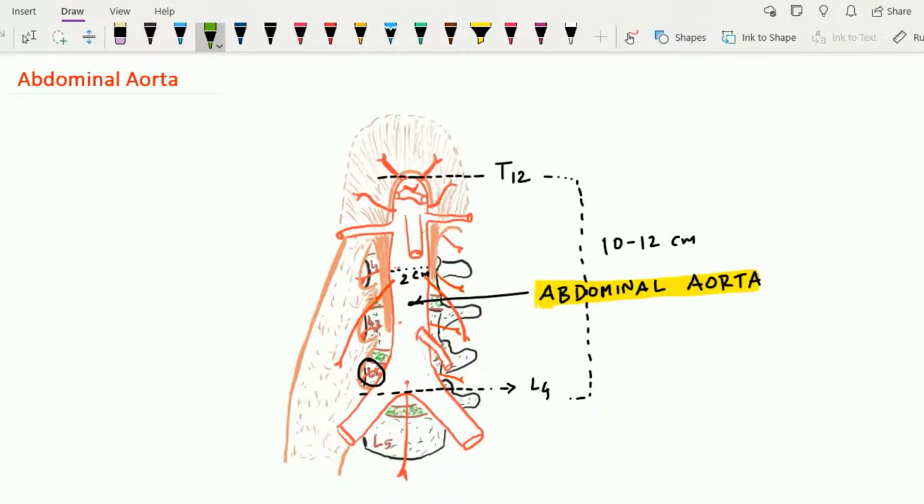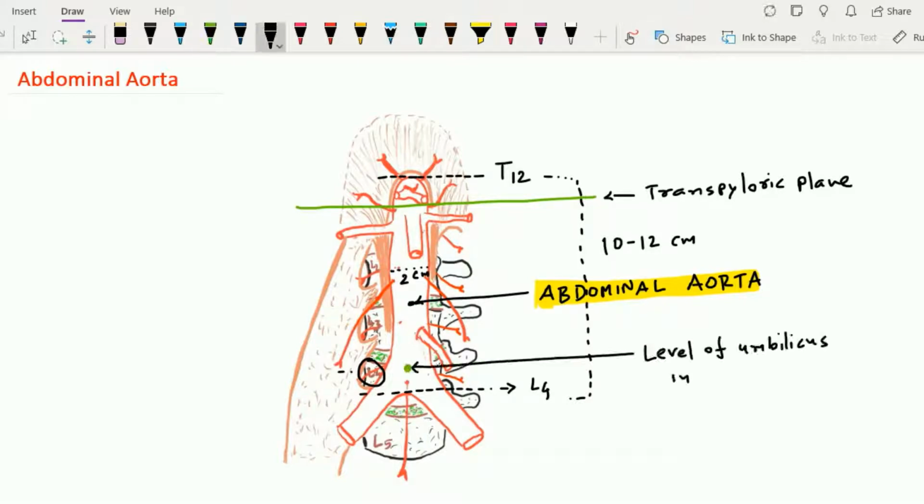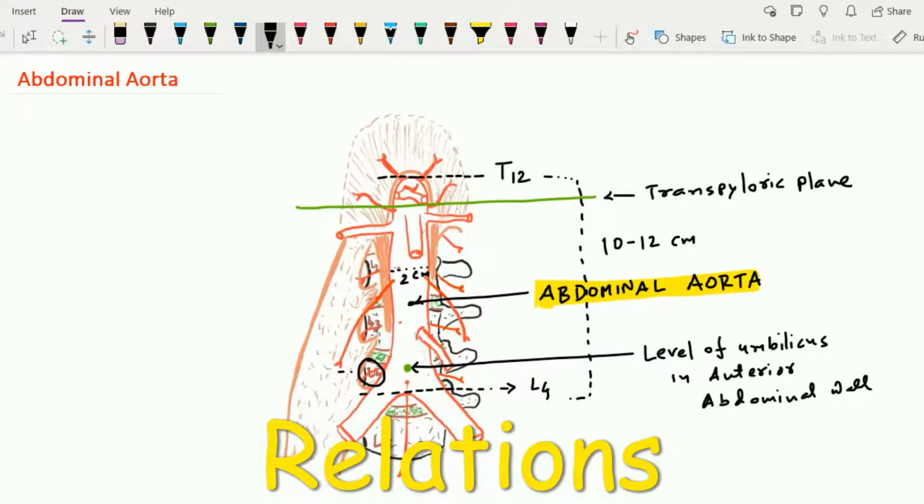So here this is the transpyloric plane, which lies at the level of the L1 vertebrae. So around 2.5 centimeter above this transpyloric plane, the origin point of the abdominal aorta lies, while the ending point of this abdominal aorta lies around 1 centimeter below the level of the umbilicus in the anterior abdominal wall. Now let's see the relations of the abdominal aorta.